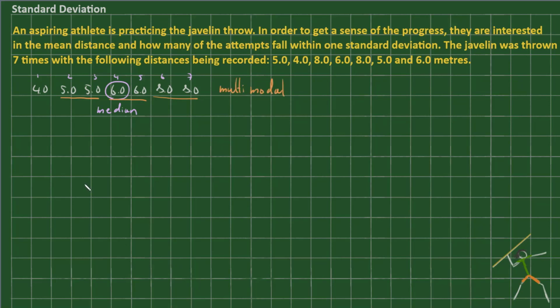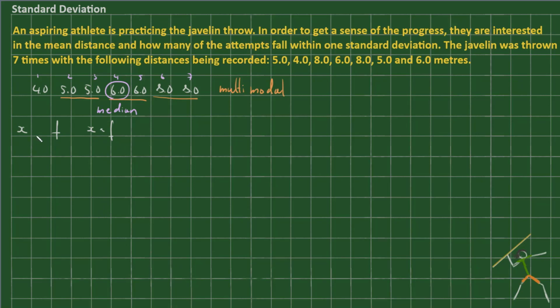In order to tackle this problem, I'm going to use a table. So I will have a column X for all of my values, I will have a column F for my frequency, and I will have a column X multiplied by F. This column will help me with the calculation of the mean.